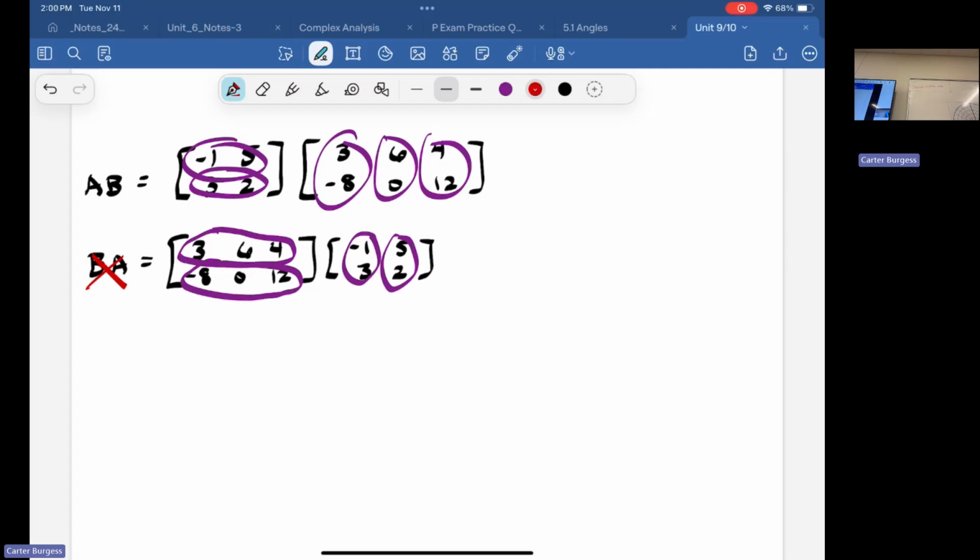So first row, first column is first row times first column. Second row, first column, second row times first column. And then first row, second column. First row, third column.